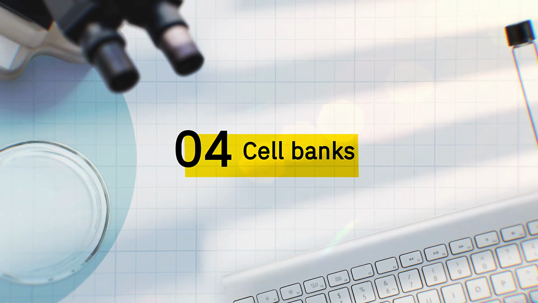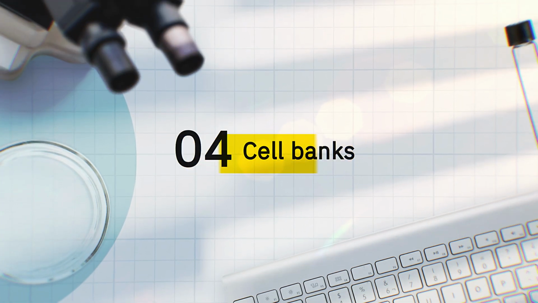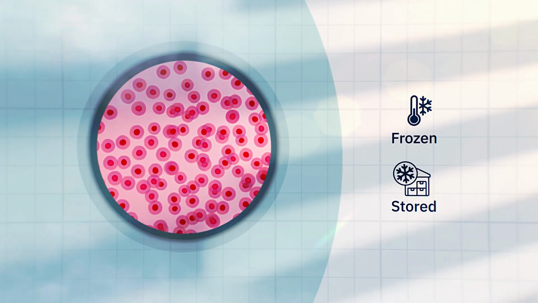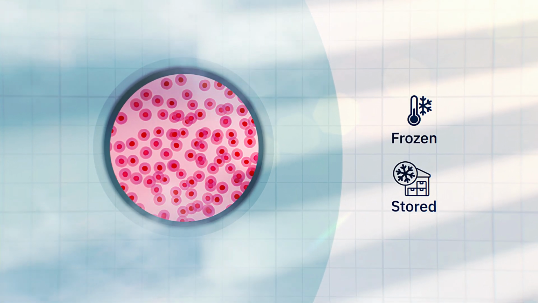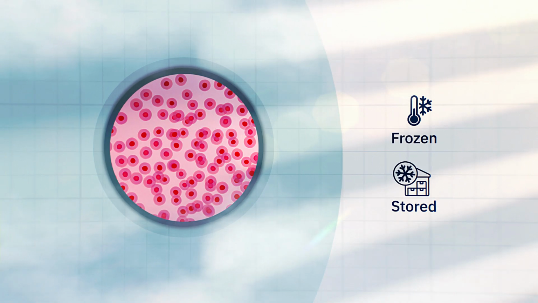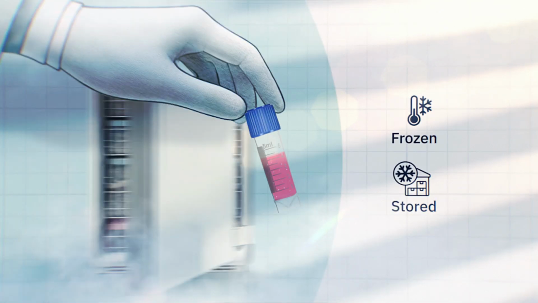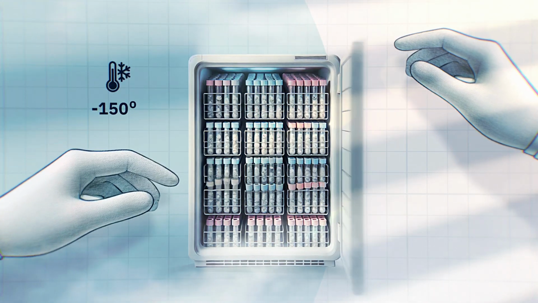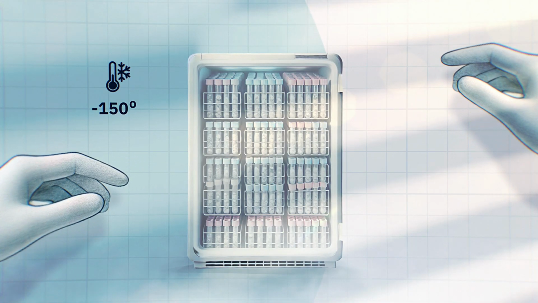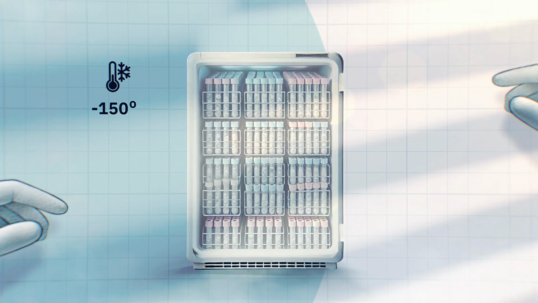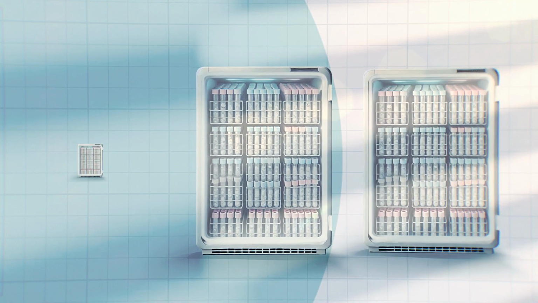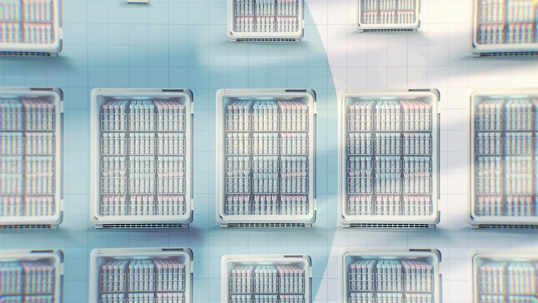Cell banks. As soon as a relevant cell density is achieved, the cells are frozen and stored in cell banks, where they are distributed in individual tubes and stored in ultrafreezers at temperatures below -150 degrees Celsius. The sizes of cell banks can vary depending on the type of production, but they are generally made up of hundreds of tubes containing millions of cells each.